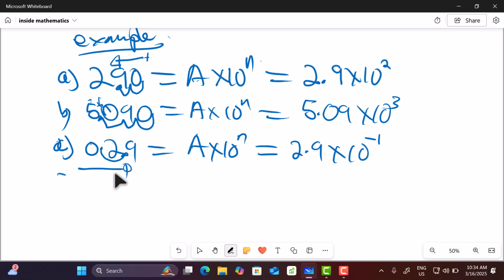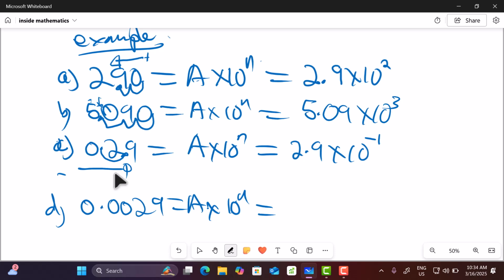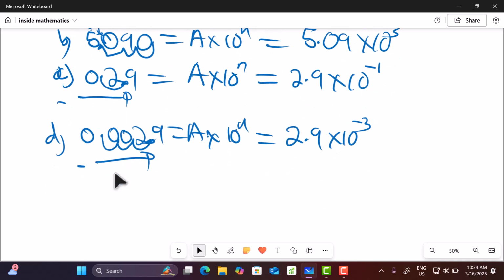Okay, what if I have 0.0029? In the form of a times 10 power n, it is nothing but how many decimal places are we going to move? 1, 2, 3 in the negative direction. So it means you get 2.9 times 10 power negative 3, because we moved 1, 2, 3 steps backward. So this is what happened.